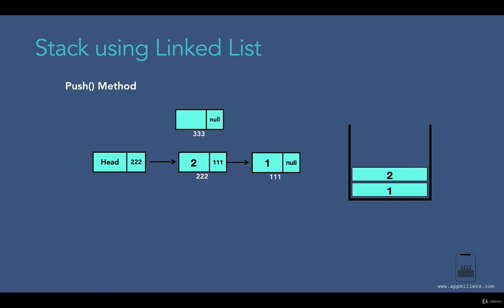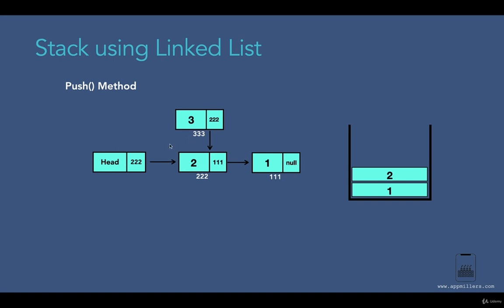Now if we push one more element, here again we are creating a blank node, then we are assigning a value to it, then we are setting the next reference of this node to point to first node over here. Now first node is 2, which is located at the location of 222. We are going to update 222 to the next reference of newly created node, and with this a link between them is created. Then we have to update the head reference to point to this node.